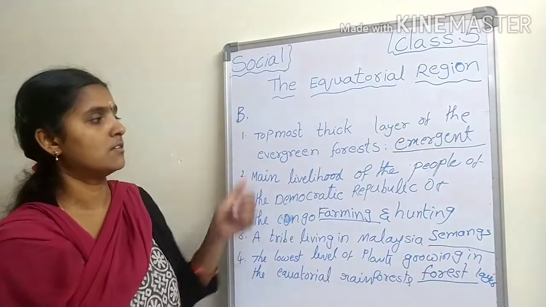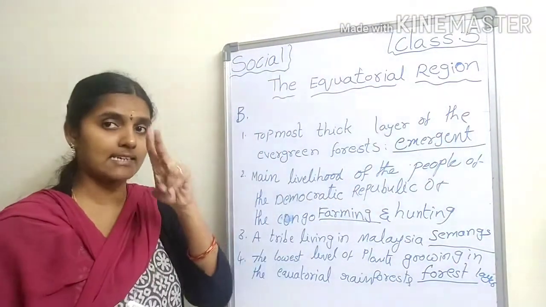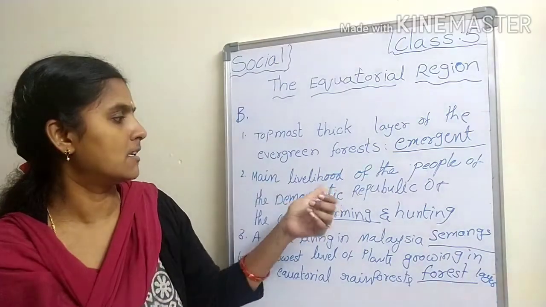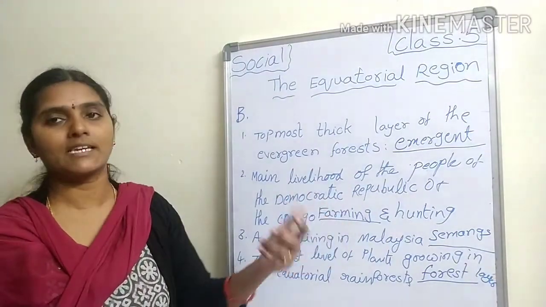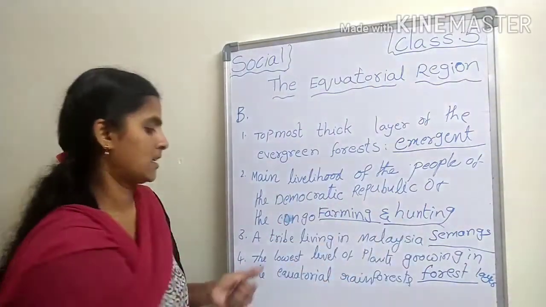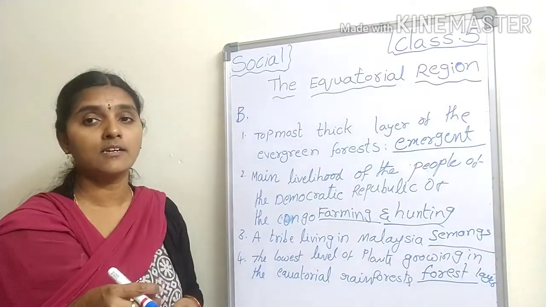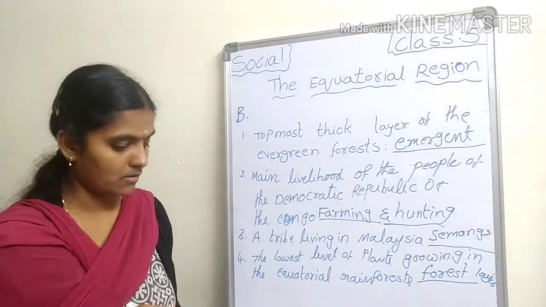Okay, understood? The topmost thick layer of the evergreen forest is the emergent layer. The second layer is called the canopy layer. The main livelihood of the people of the Democratic Republic of Congo is farming and hunting. The tribe living in Malaysia is the Semangs. Pygmies live in the Congo region.